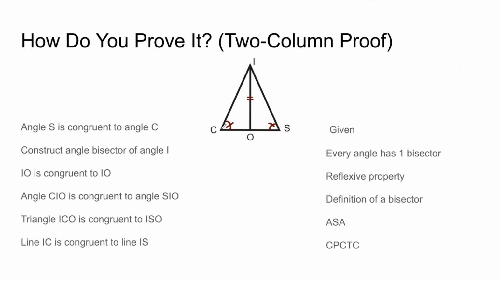And then I said angle CIO is congruent to angle SIO, and that is just because of the definition of a bisector. And then I concluded that triangle ICO is congruent to triangle ISO by ASA. And then I said that line IC is congruent to line IS, and that's just because of CPCTC.